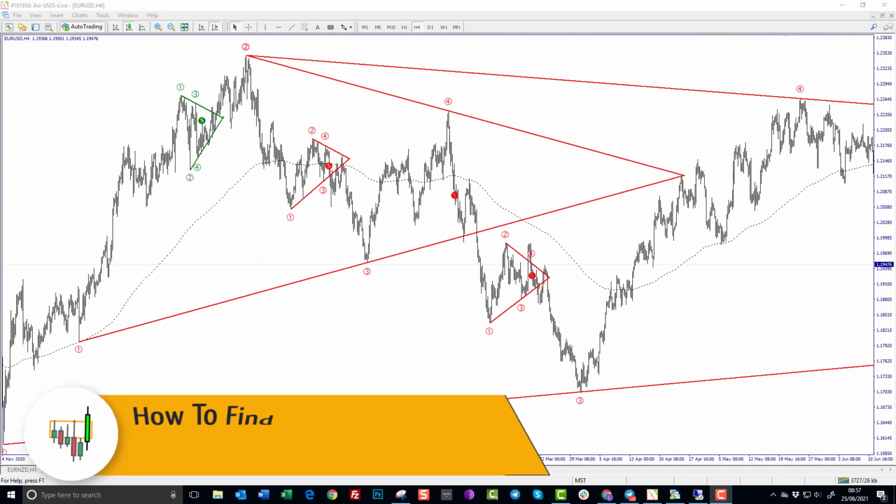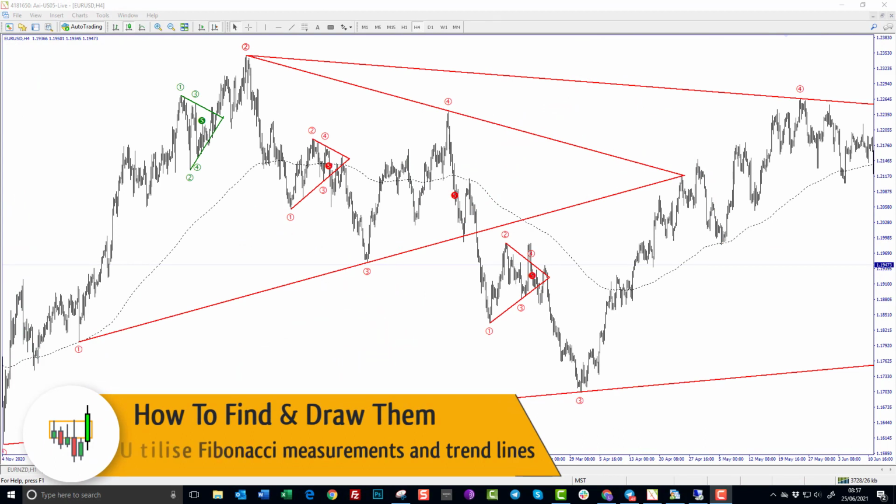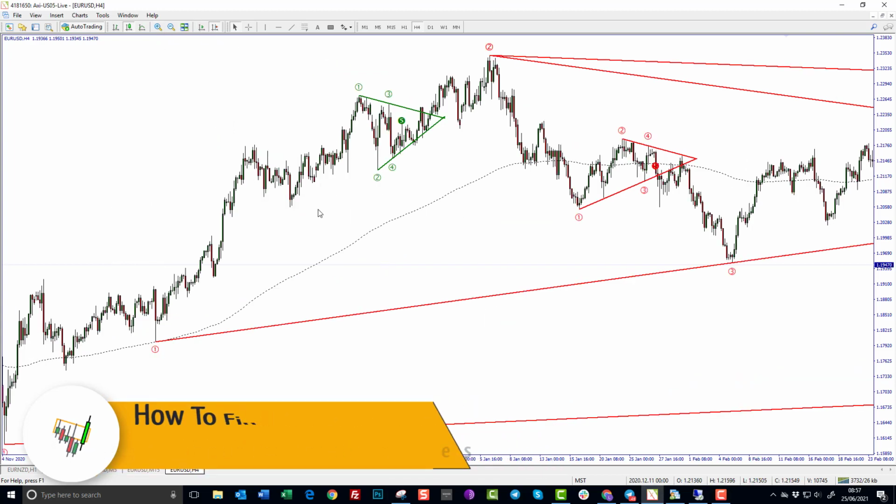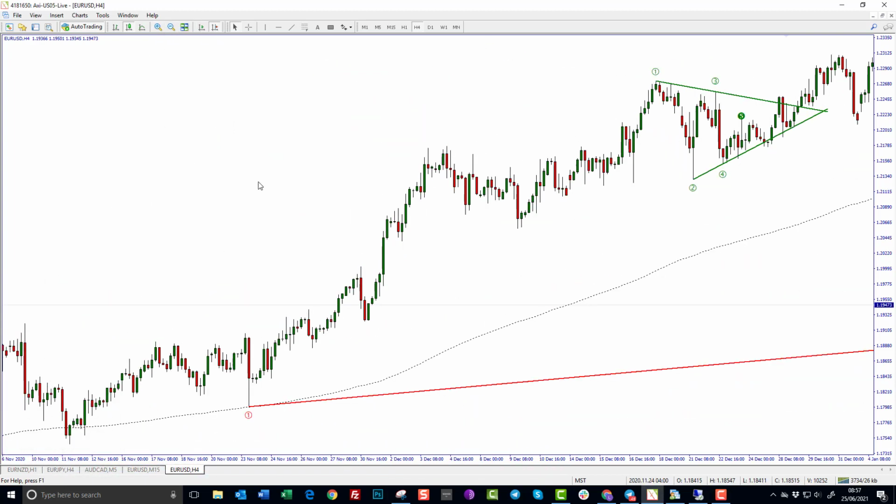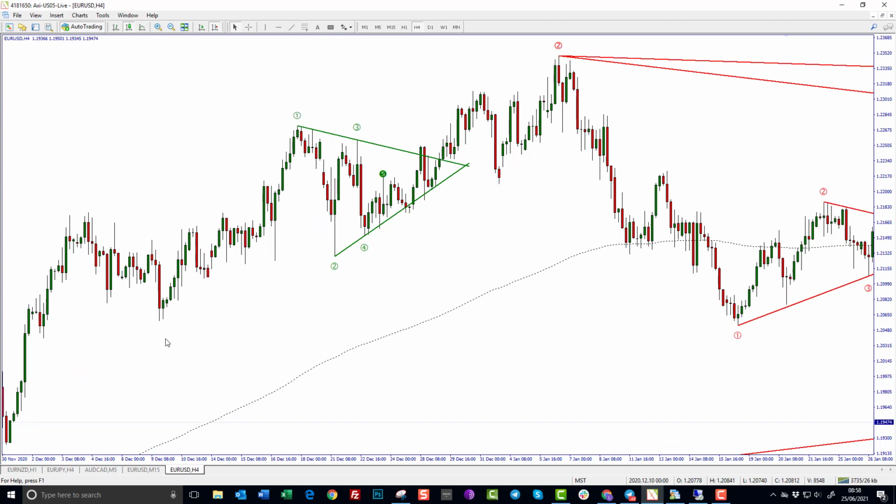So let's have a look at how you draw symmetrical triangles. A symmetrical triangle consists of four main points. Let's zoom in and have a look at this little green one. Price has pushed up and then turned in the opposite direction and put in a pullback. When we see a pullback starting to happen, we class this as point one of the potential triangle. Then price pulls down and then starts to retrace back the other way.